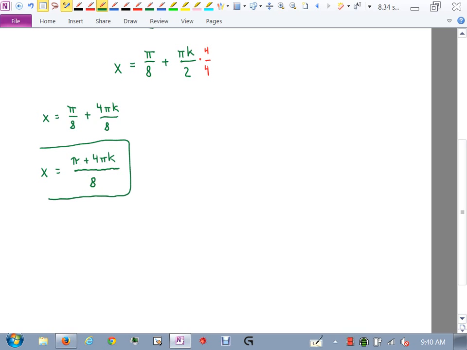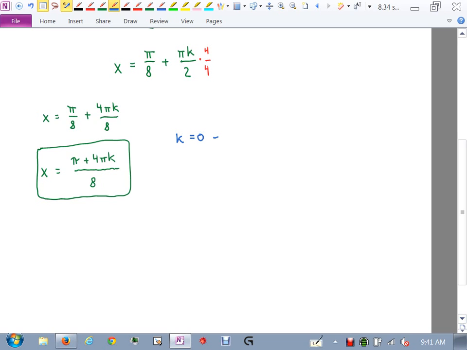Now I'm boxing this. This is not my final answer for the problem, but I'm boxing it because I'm at the point where I can start plugging k's in. I've solved for x, right? I've determined what x is. I've got a nice fraction here. It's not 2 fractions. And I can start cycling through k's. So where should we start? Probably k equals 0 again.